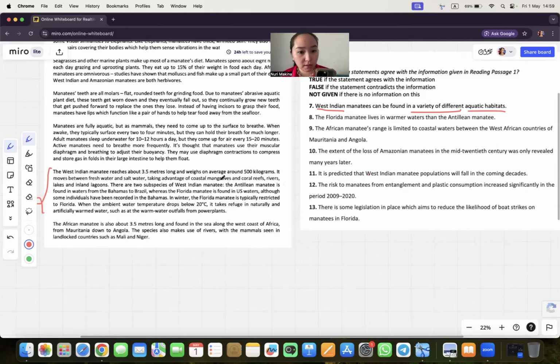As we can see here, we have mangroves, coral reefs, rivers, lakes, Indian lagoons. So, yes, the answer is true. You can find West Indian manatees in mangroves, coral reefs, rivers, lakes, Indian lagoons. So the answer is true.